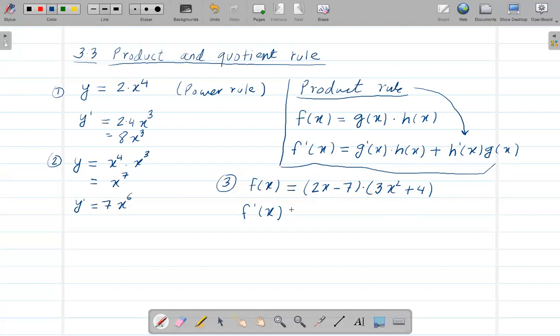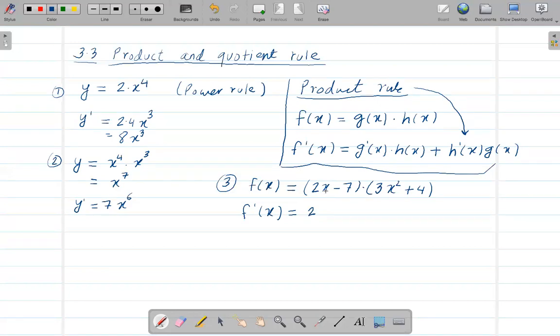All right, so if I use the product rule here, the first thing I can do is take the derivative of this one or this one, it doesn't matter. Let's just take the derivative of this one first. So if I take the derivative of 2x minus 7, well, first let's just take the derivative of 2x. If I take the derivative of 2x, there will be just 2, right?